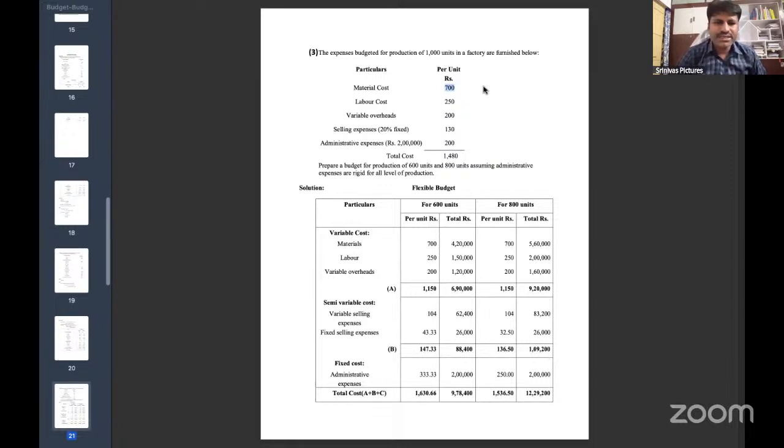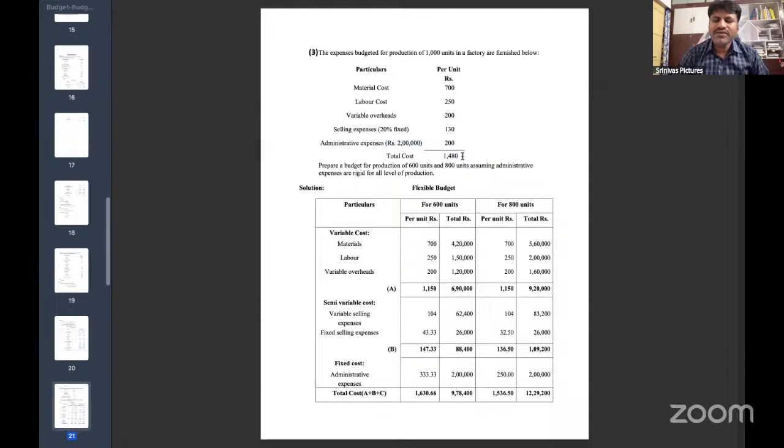Selling expenses. See, this 130 includes both. 20% is fixed, remaining 80% is the variable. So out of 130, 20% means how much? 26 rupees is fixed. Remaining 104 variable, 104 rupees is the unit cost. Is it clear? Remember that. And administration overheads 2 lakhs. When they given this bracket, it means it is fixed.